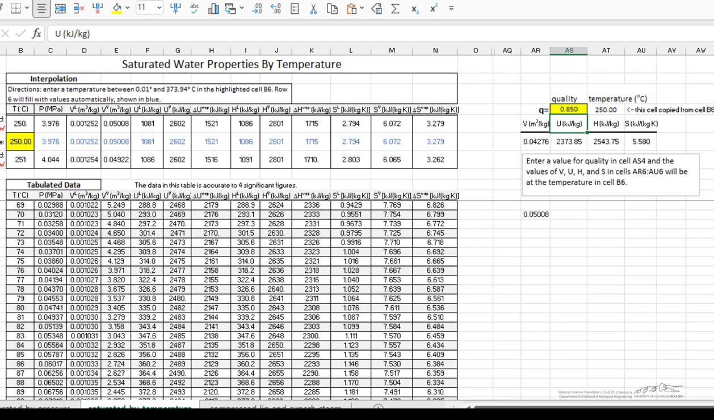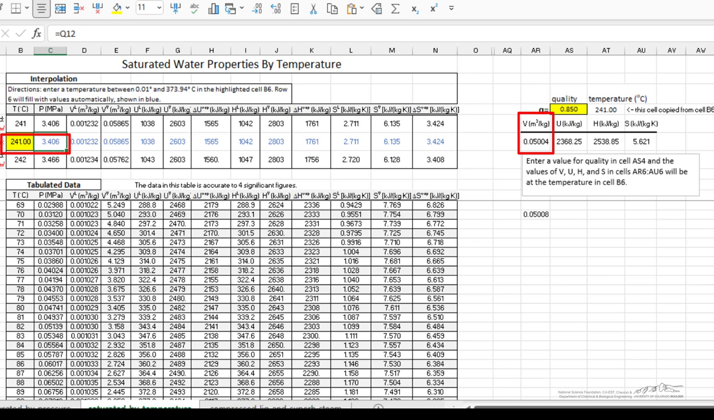Well, at 250 we don't have a large enough volume. Let's try 240. Well, the volume is a little larger, so let's try 241. Well, the volume is really close, and it's not worth trying to get more accurate than that when we only know the quality to two significant figures. So we know then the final temperature, 241, and the final pressure, 3.4 megapascals.